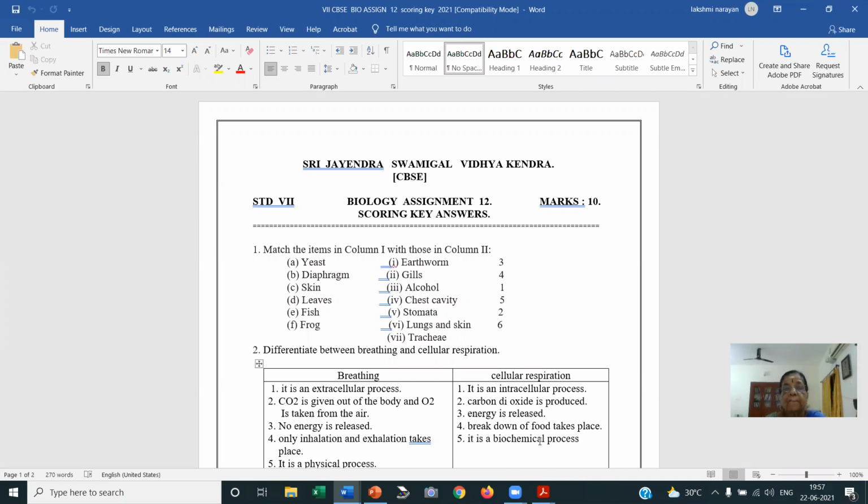Match the column. Yeast, alcohol, diaphragm, chest cavity. Skin, earthworm, moist skin, earthworm, leaves, stomata, fish, gills, frog, lungs and skin. Breathe through lungs and skin. So only the chest cavity number is right.